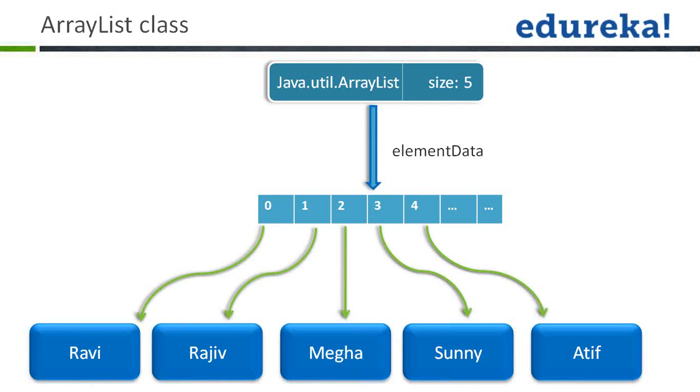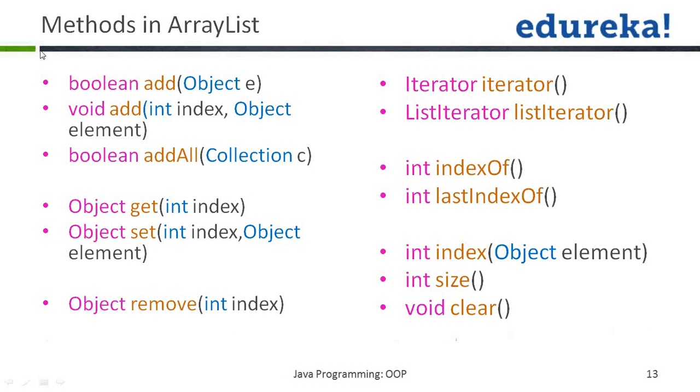Similarly, you've got the source code for each and everything present on your system in your JDK. Okay, moving on. There are several methods present with an ArrayList. Boolean add: you pass the object and you can add it using the add function. Void add: you pass the index and the element that has to be added. Boolean addAll: you can pass an entire collection and add the entire ArrayList like that.